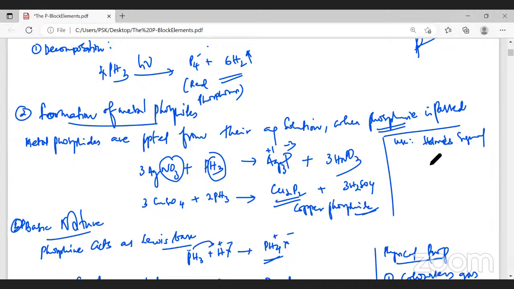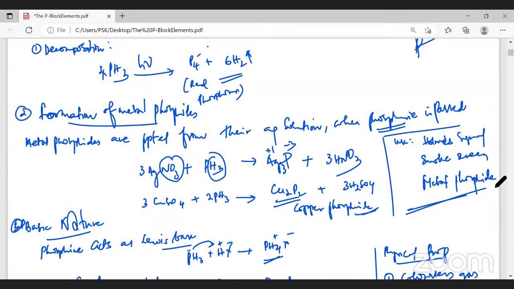The second one, it's used in the production of smoke screens. It's used in the preparation of metal phosphides. These are the uses of phosphine.